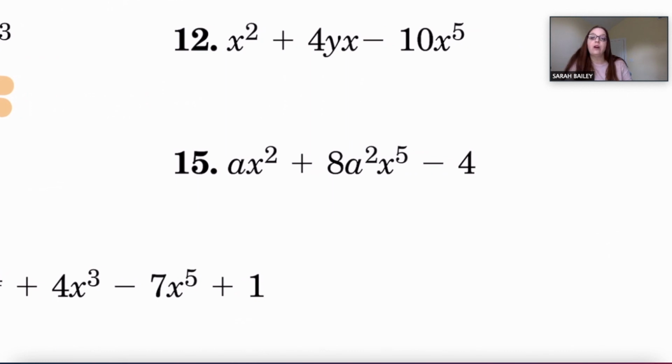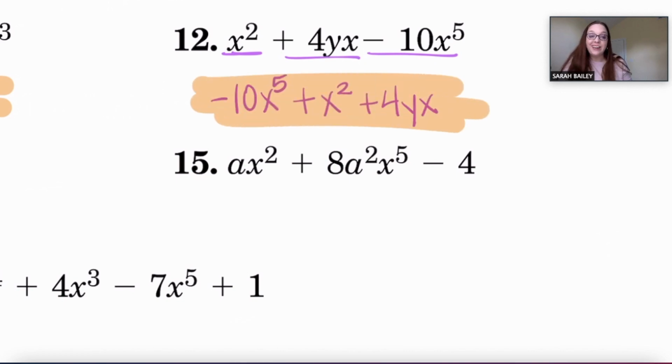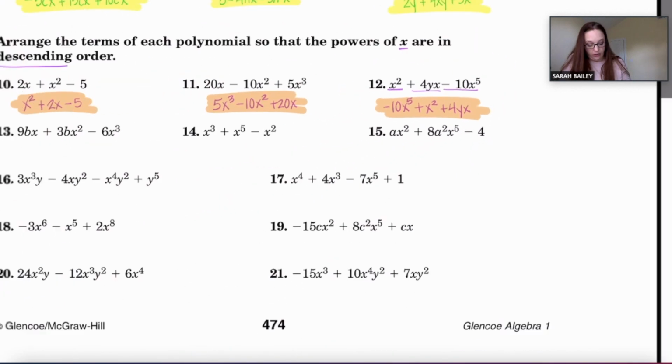All right, number 12 has a y in the middle term, okay? But remember, we're looking at the x terms and going in descending order. So I see that x to the 5th on the end, and in front of it is that minus sign. So minus, or negative, 10x to the 5th. Then I want the x squared term, which is positive. So plus x squared, and then end with the plus 4yx. Okay?